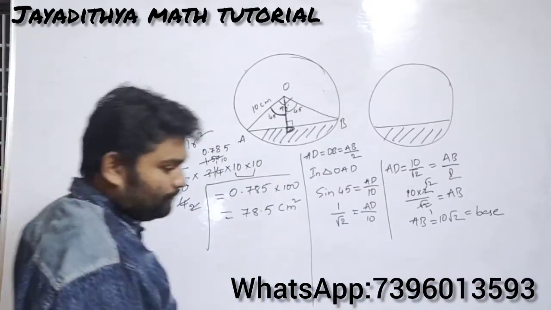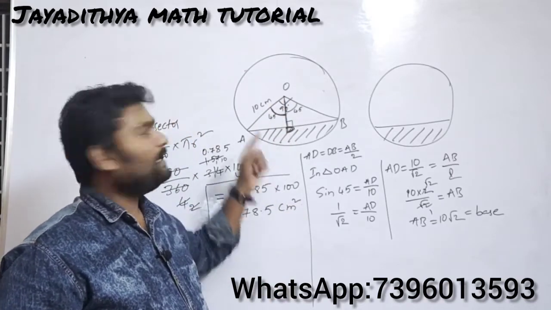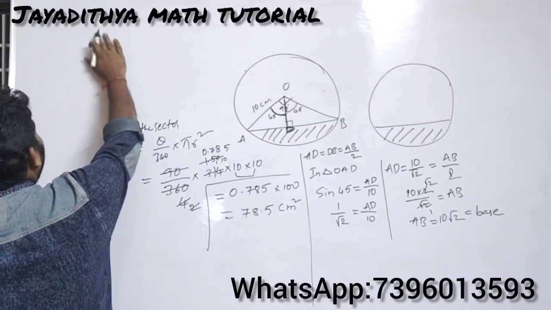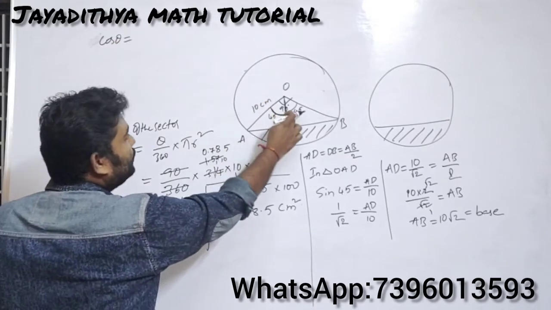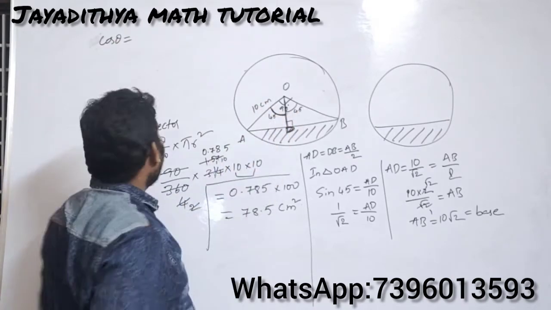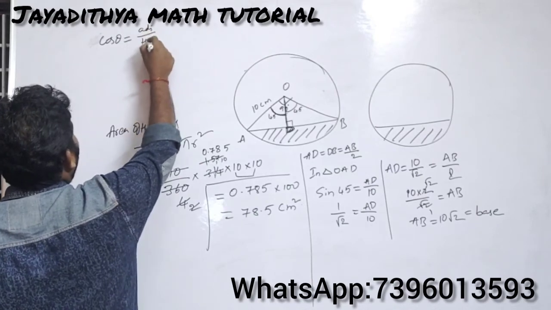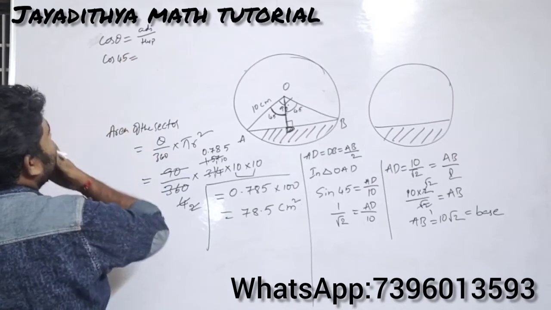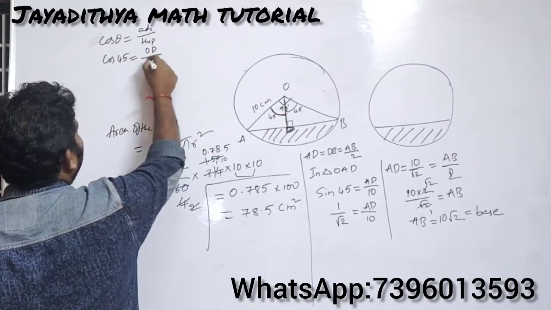How to find the height? So height will be the adjacent side in the same triangle. So what ratio you need to take here? That means you should take cos theta. Why? Because you need adjacent side and you have hypotenuse. So cos theta is equals to how much? That is adjacent by hypotenuse. Here theta is 45 degrees. Cos 45 is equals to adjacent side you need to find, that is OD, and hypotenuse is nothing but 10.